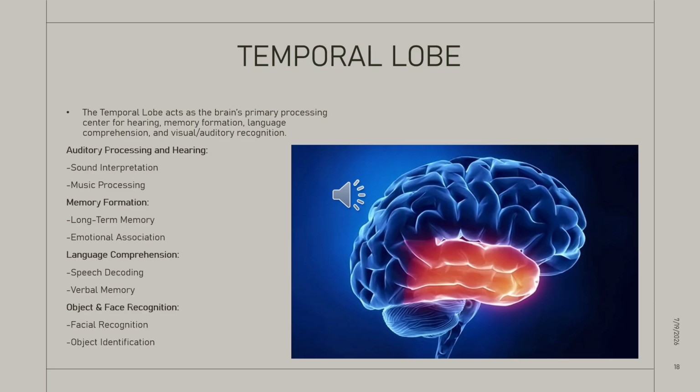It also handles emotional association, which is why a specific song or a familiar scent can instantly trigger a vivid emotional memory. Finally, this lobe is responsible for language comprehension and object and face recognition. It helps you decode spoken words, retains verbal memory, and works through complex visual pathways to help you identify objects and recognize familiar faces. It is what makes sense of everything we hear and matches what we see with what we remember.